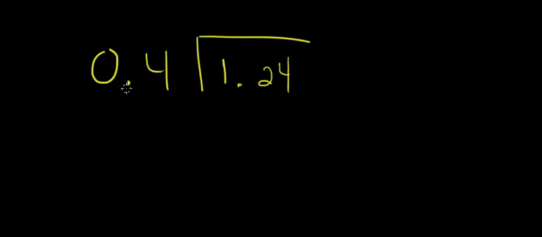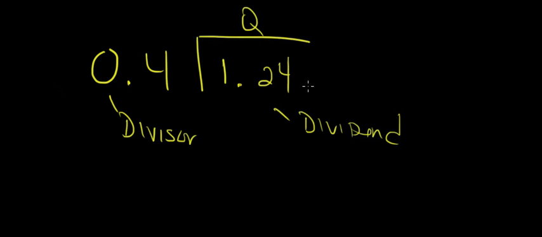What you have to remember to do is simply this. We're going to take the decimal. This is the divisor, by the way. This is the dividend. And up here is going to be the quotient. But we take the divisor and we make it a whole number. We move the decimal place over until it's a whole number, which in this case, if we move this decimal over, it's going to come over here, so it's going to become 4.